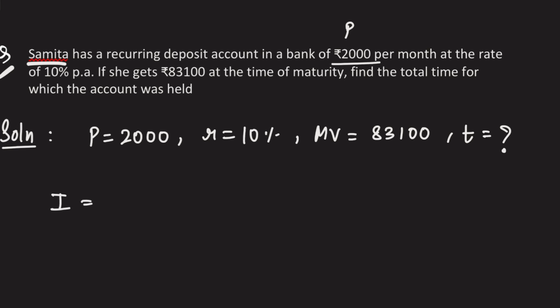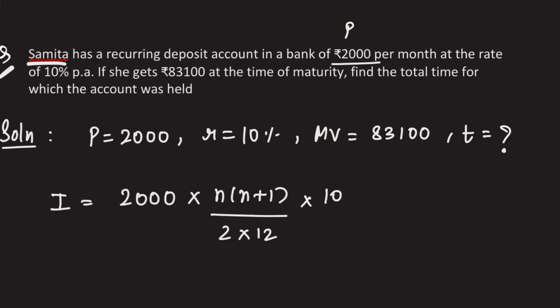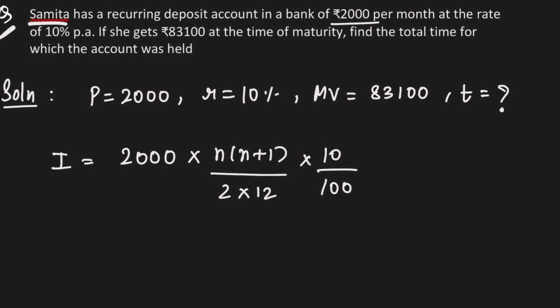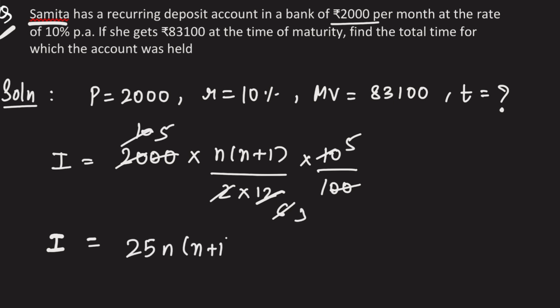I is equal to P into n into n plus 1. N is the number of months, right? Divided by 2 into 12 into R by 100. So here I is equal to, this is 25n into n plus 1 divided by 3.